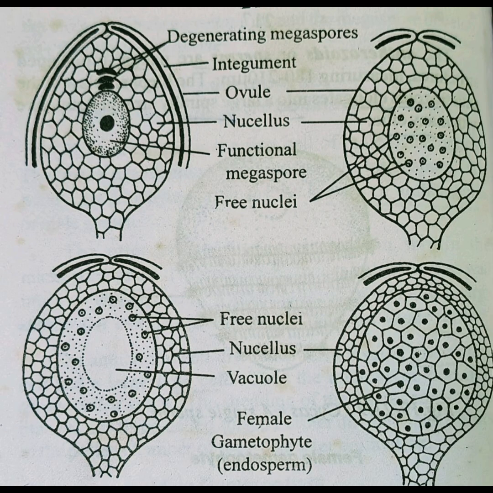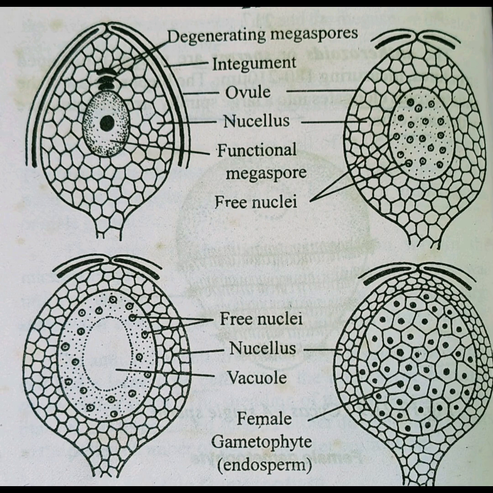Now wall formation happens around the nuclei. In the meantime, a vacuole also develops in the central part of the megaspore, and the wall formation starts from the periphery towards the center. As a result, the multinucleate structure forms a multicellular tissue known as the female gametophyte or endosperm.